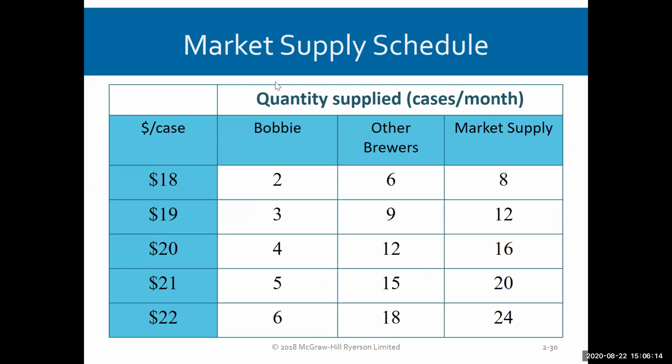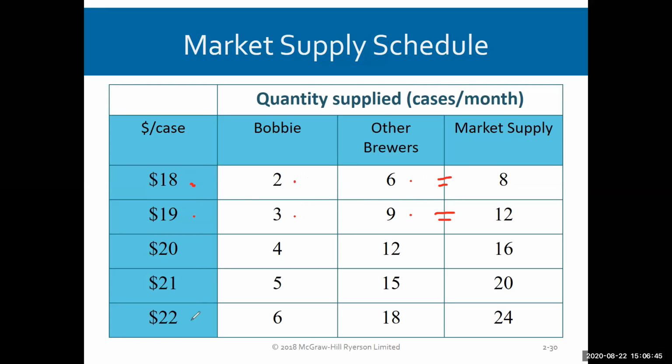Here we go. We've got at a price of 18, Bobby the brewer said they produce 2 cases of beer. All the other brewers together say, wow, at that price of 18, they'll produce 6. So when you add them all up, the market would produce 8 at the price of 18. As the price went up, remember we said, hey, that means it's more profitable. So Bobby is now saying, well, I'll produce 3, and all the other brewers are saying, well, we'll produce 9. So you end up with a market supply of 12, and so on.